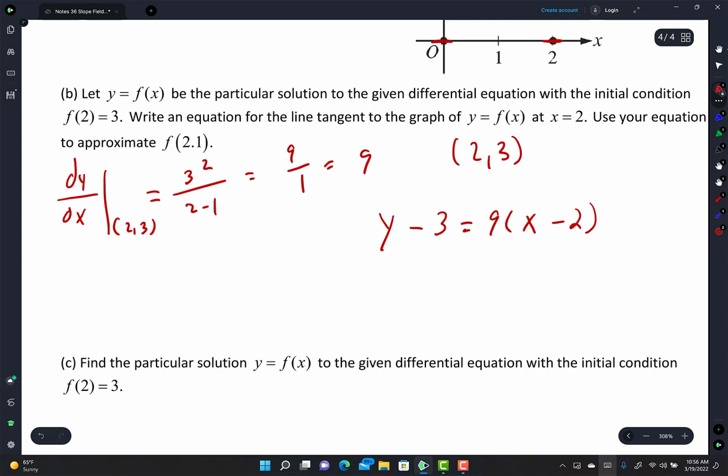All right, so there it is. My slope is 9. My point is (2, 3). So here's my tangent line: y minus 3 equals 9, parenthesis, x minus 2. And they want me to use this to approximate what? f of 2.1. So get this to be y equals something, and then we're going to write that f of 2.1 is approximately that.